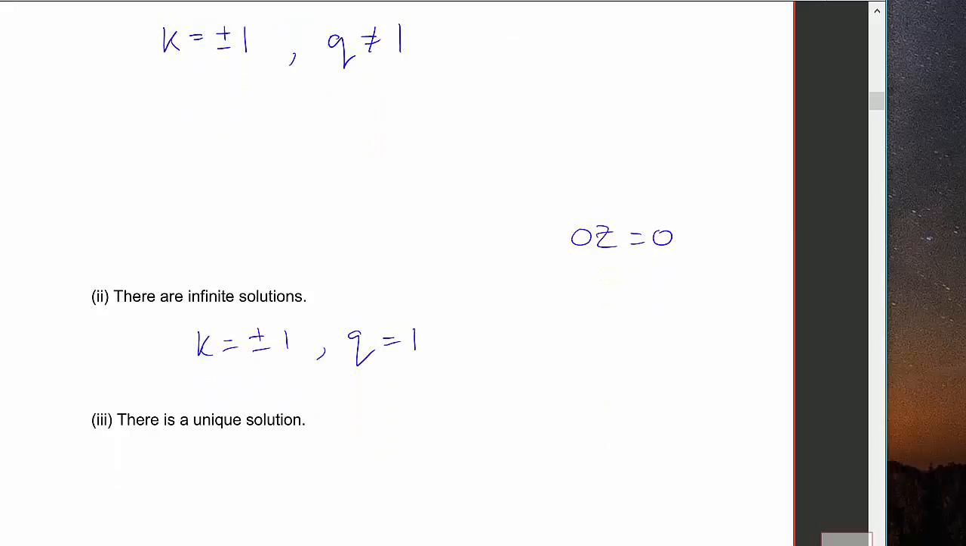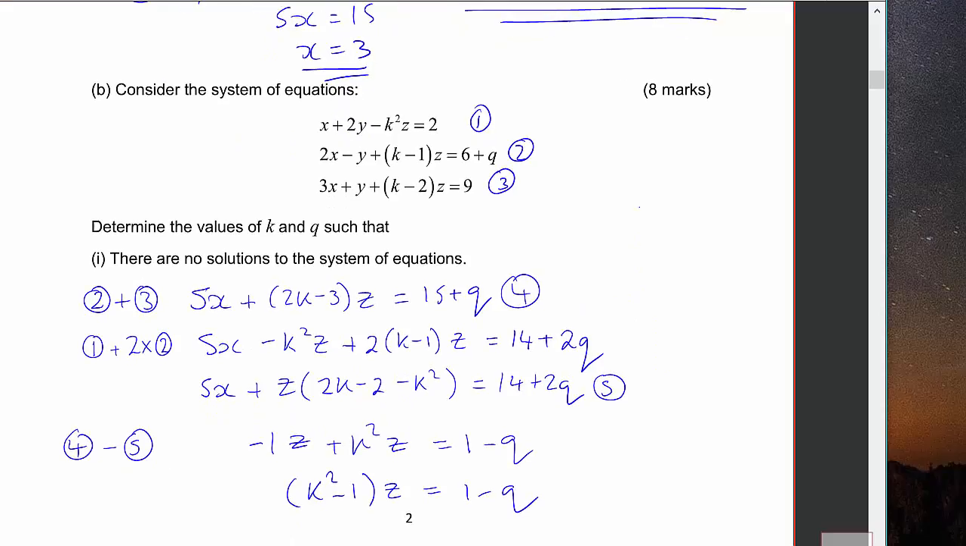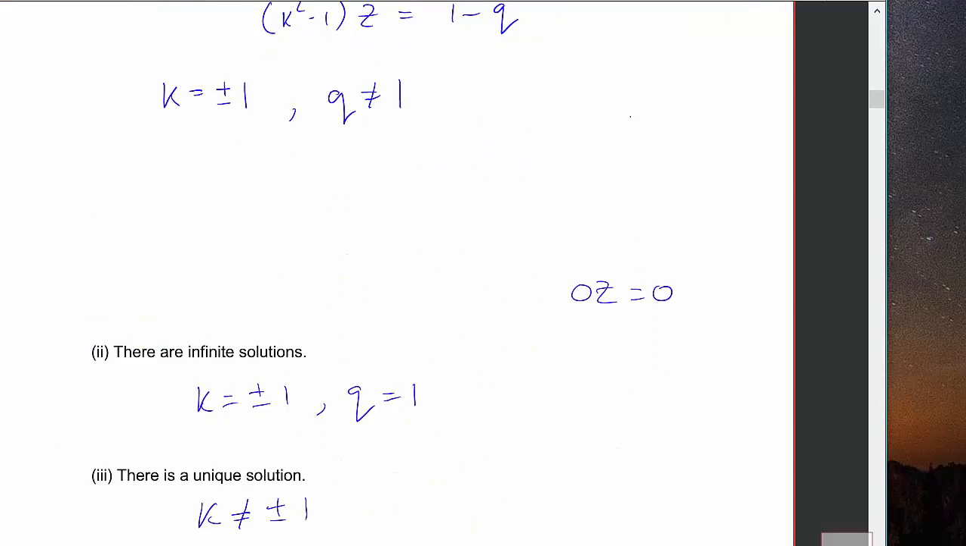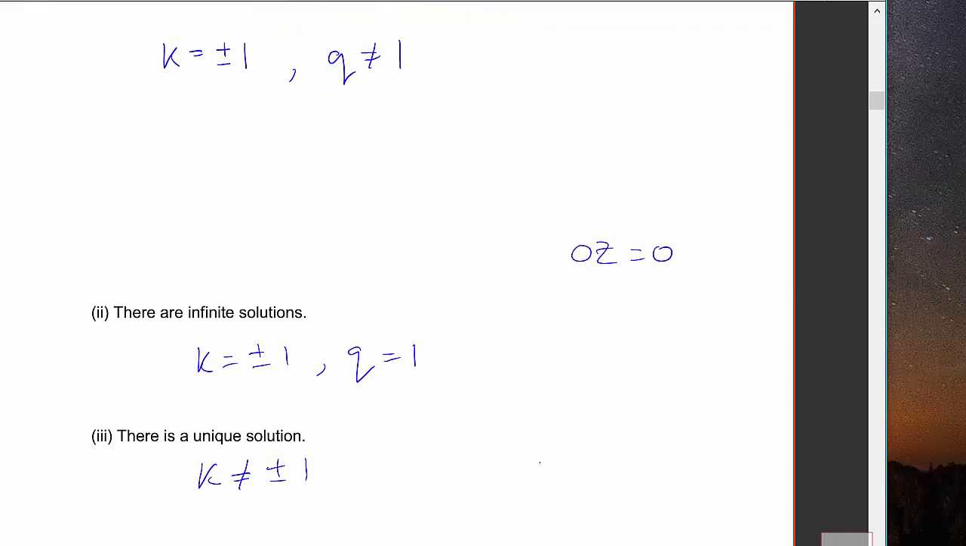And for a unique solution, we just need k not to be positive or negative 1, so that we have a number of z's, which isn't 0 z's, equal to something, and we can solve that and find a unique value of z, which then leads us to a unique value of y, and therefore a unique value of x.